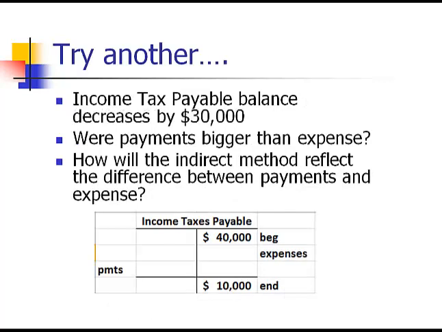Let's try another. What about the income taxes payable account? What if it went down by 30,000 during the period? Which were bigger, payments or expense? So the beginning to the end, there's a drop. In order to do that, the payments to the taxing authorities had to be bigger than the accrual for taxes owed.